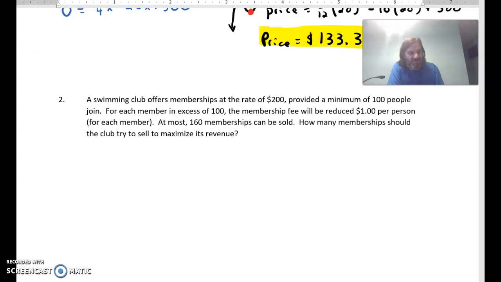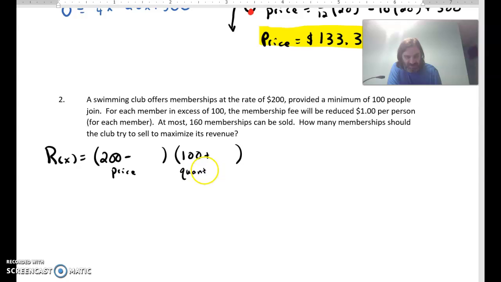Okay, so revenue, we're thinking of it as price times quantity. So revenue here of x will be, let's just set up two little price times quantity things. The price was $200, and we're going to decrease that. And the quantity will be 100 people, and we're going to increase that. So over here is the price, and over here is the quantity. We're going to take the price down by $1, so x, for each additional person. So as the price goes down by 1, the quantity goes up by 1.